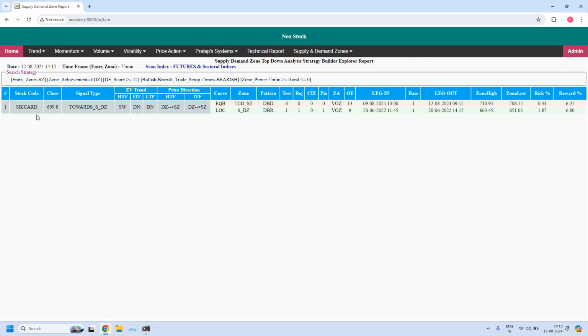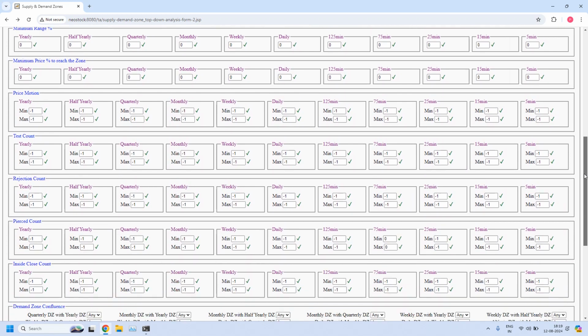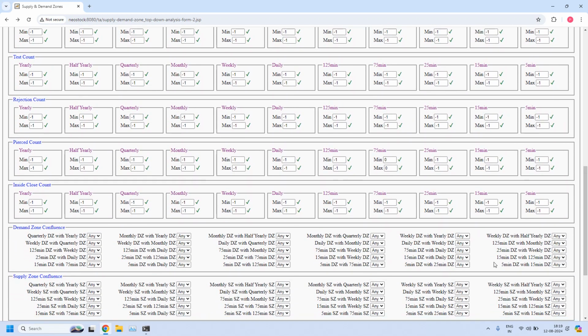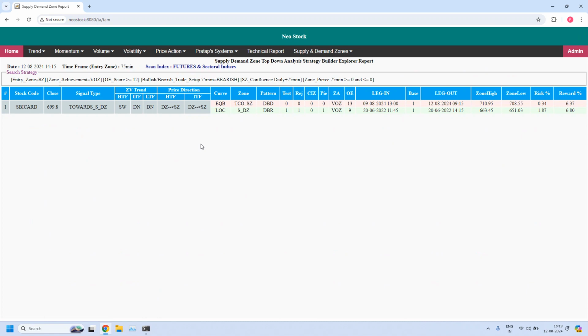Now let us check whether this stock is having confluence with ITF time frame. That means whether 75 minutes and daily confluence is there or not. Let us verify. That is supply zone confluence: 75 minutes supply zone with daily supply zone confluence we enabled. Yes, it is having confluence with the daily time frame. Let us check whether this stock is also having confluence with HTF time frame. HTF is weekly.